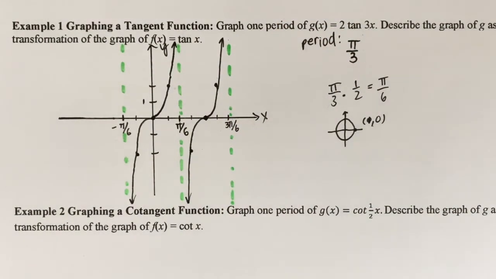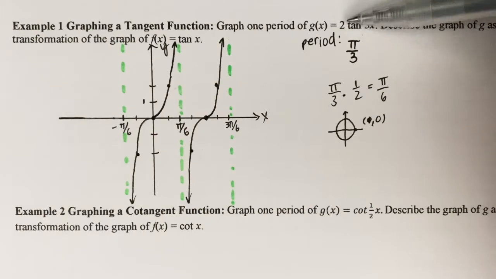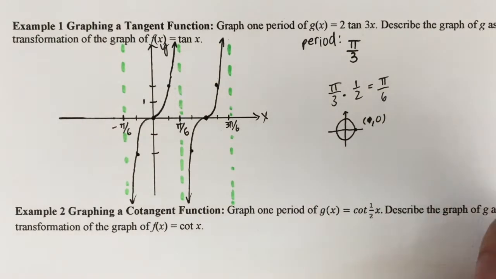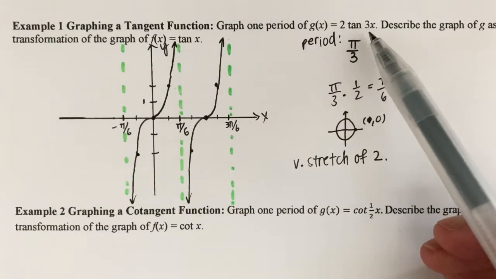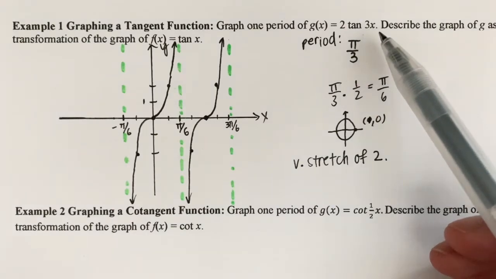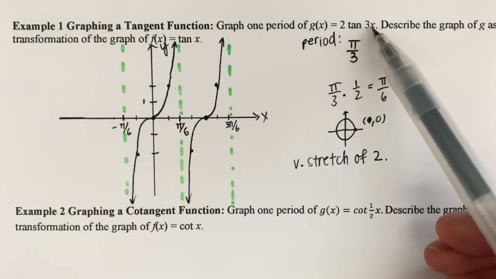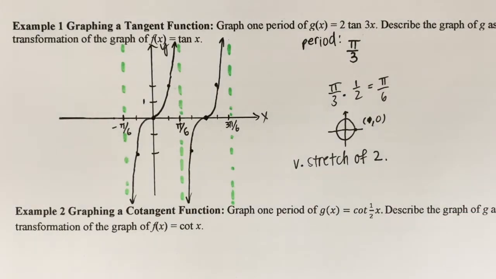Lastly, we want to describe the graph as a transformation. Our a value is your vertical stretch or shrink, and because your a value is greater than 1, this is a vertical stretch of 2. And now for your horizontal stretch or shrink, we want to take the reciprocal of b. So the reciprocal of 3 will be 1/3, and because 1/3 is less than 1, we have a horizontal shrink. Let's do this a few more times.